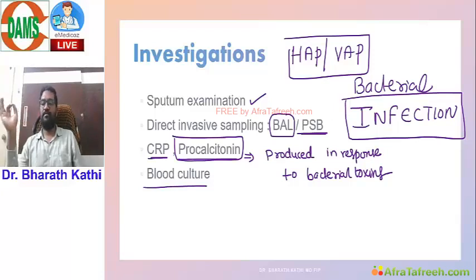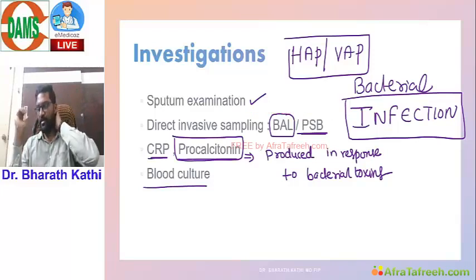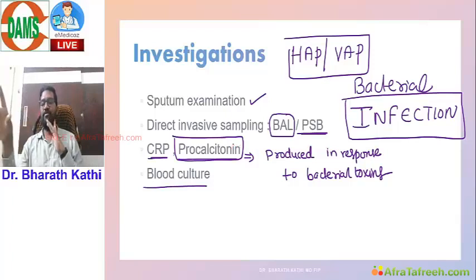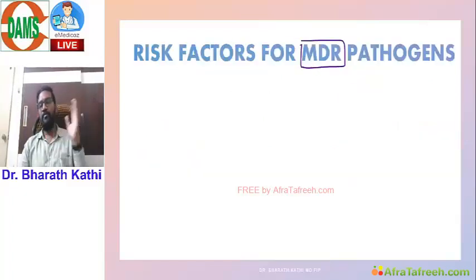So what is the indication for sending procalcitonin? Bacterial infection, especially severe bacterial infection. So you can send it in bacterial pneumonia. What is procalcitonin? It is a substance produced in your body in response to bacterial toxins. So if procalcitonin is high, it is more suggestive of bacterial infection. Then what are the risk factors for MDR pathogens?